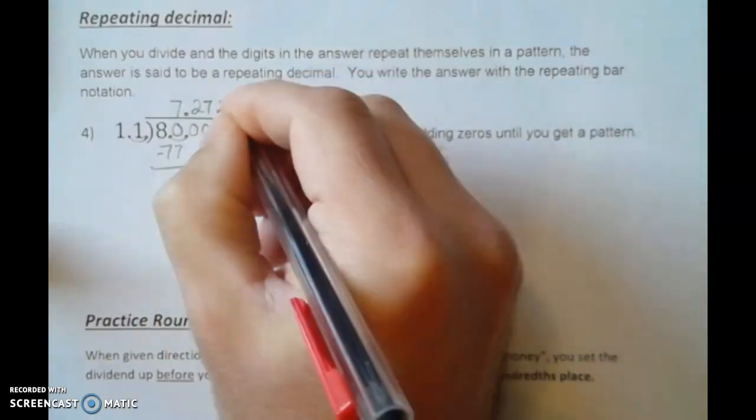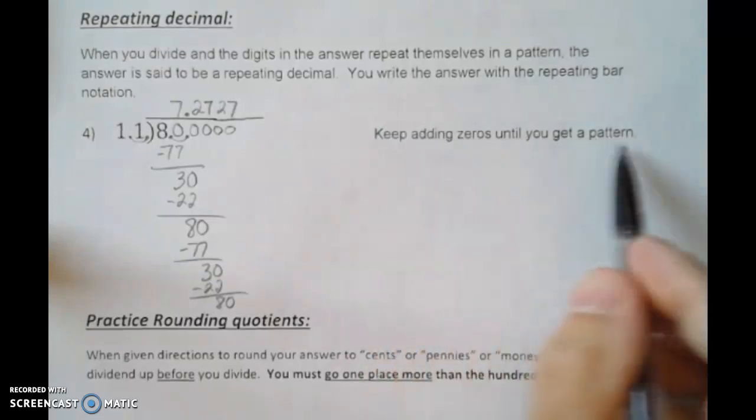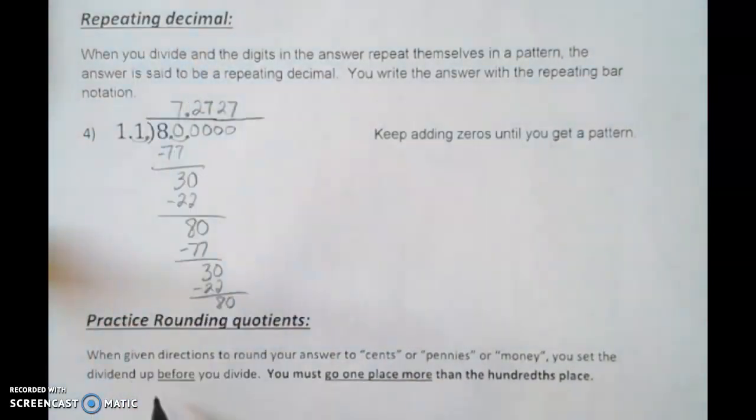11 goes into 87 times, and I think we can tell what's happening here. Okay, in this case, we kept adding zeros. We found we've got a pattern. We have a repeating decimal. And so we're going to have to write our answer using the repeated bar notation.